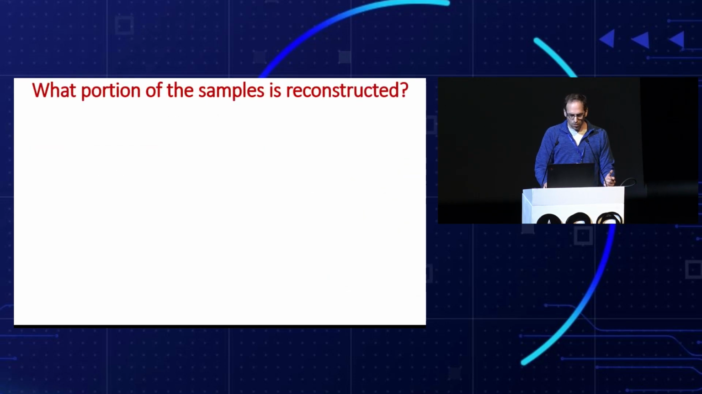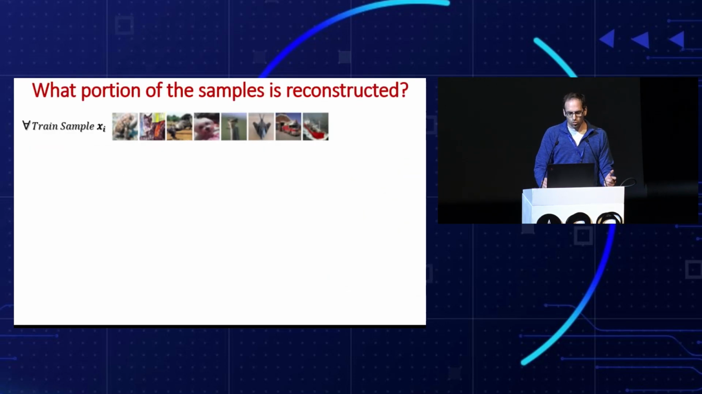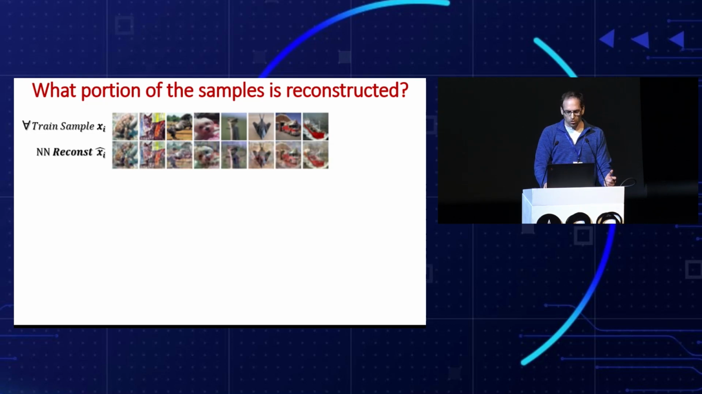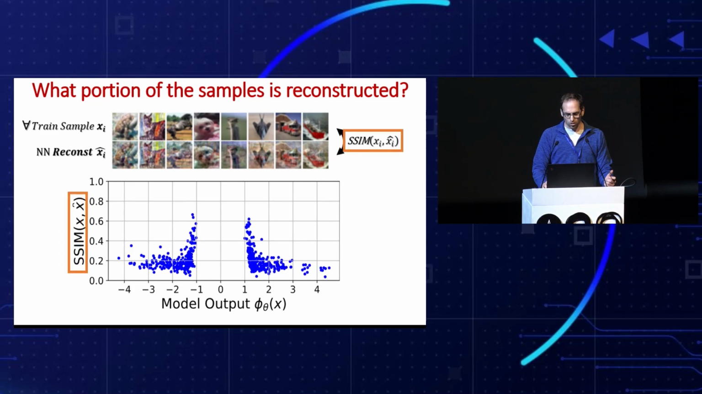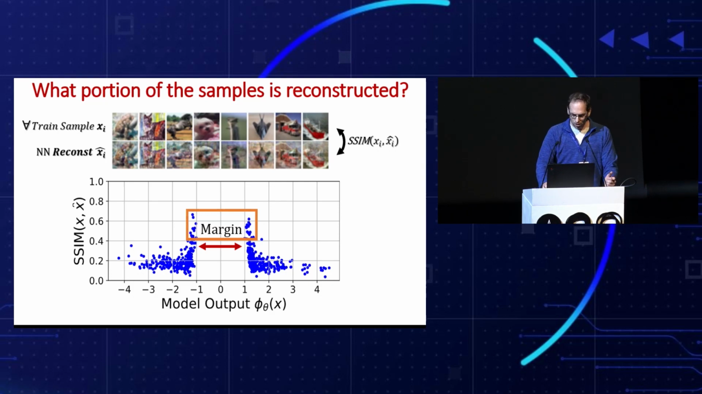The way we visualize this is by taking for each training sample its best reconstruction from our reconstructions. We measure the quality of the reconstruction using SSIM, so higher means better reconstruction, and we plot this quality of reconstruction against the model output, against the distance from the margin. So we actually see this margin here, and what we see is that the best reconstructions are actually samples from the margin. We also see that there are a lot of other samples that are close to the margin that we're not able to reconstruct.